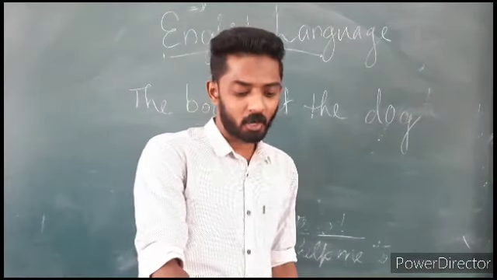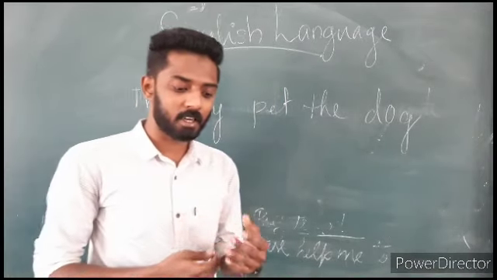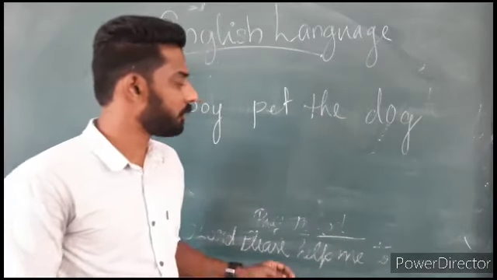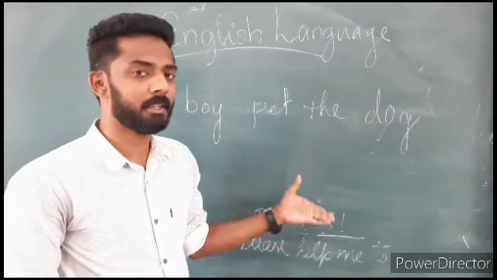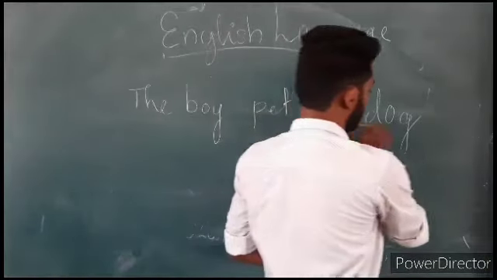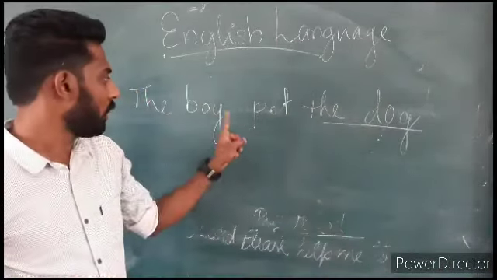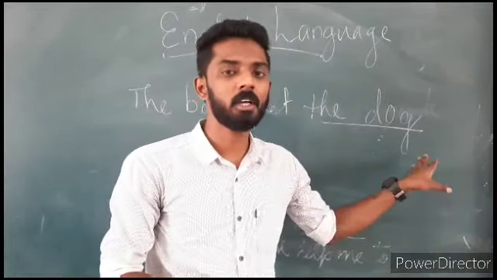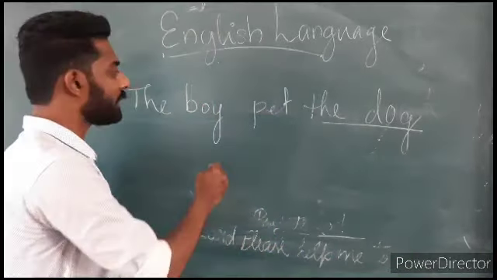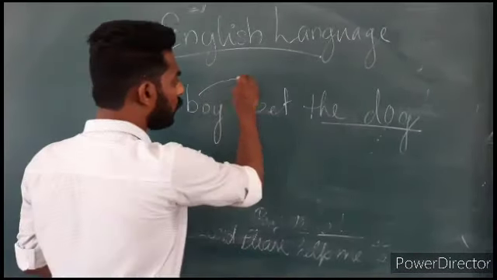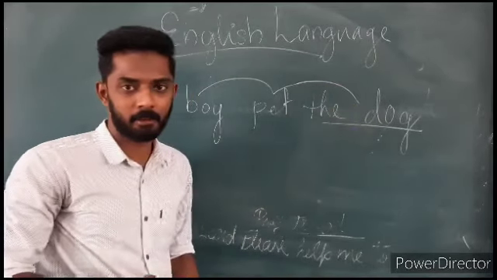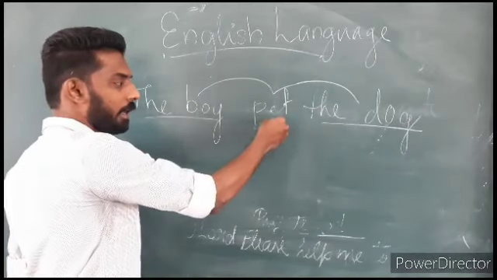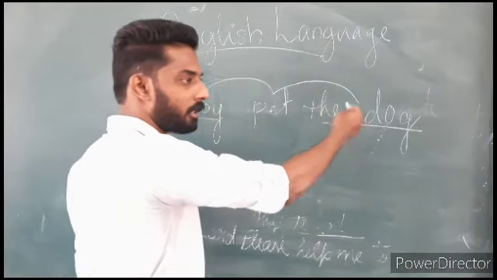So here the object of any sentence is the one affected by the action carried out by the verb. What is affected here? The object is affected. The boy did something. To what? To the dog. So here there is an action which is carried out from here to here. The boy did something and the dog got affected by it.